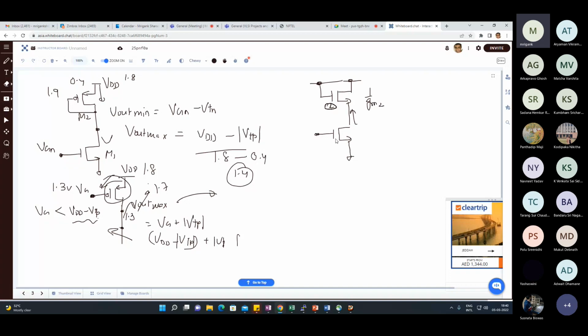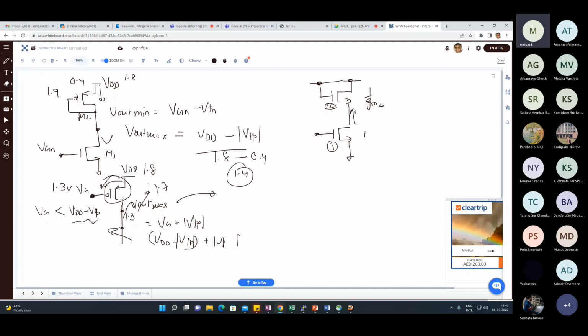So this is 1 upon GM, because ultimately what is happening, this is even easier to understand. Gate is constant, drain is constant, and the source voltage you are changing. If you change the VGS, what will be the change in current? GM VGS. Therefore, the impedance is simply 1 upon GM2. I don't even need to draw the small signal model.